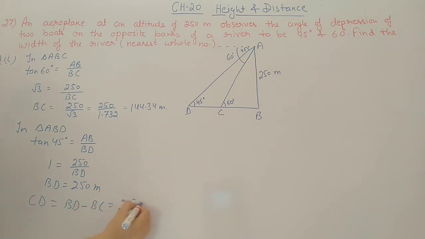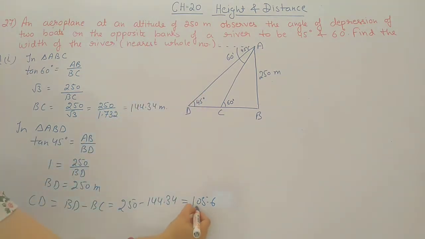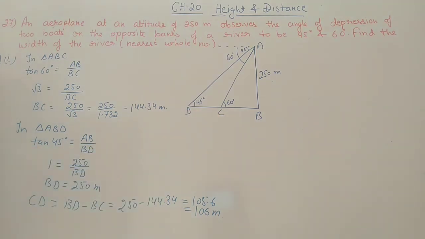250 minus 144.34. Do the subtraction and you will get 105.6, nearby 105.6. Round it off because we have to find the answer in whole number. So the answer will be 106 meter. This is the first case, when both the boats are on this side, one side of the aeroplane.